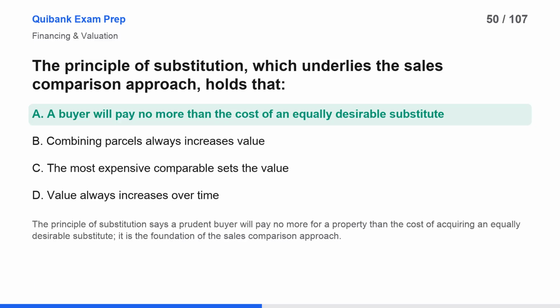The answer is A. A buyer will pay no more than the cost of an equally desirable substitute. The principle of substitution says a prudent buyer will pay no more for a property than the cost of acquiring an equally desirable substitute. It is the foundation of the sales comparison approach.